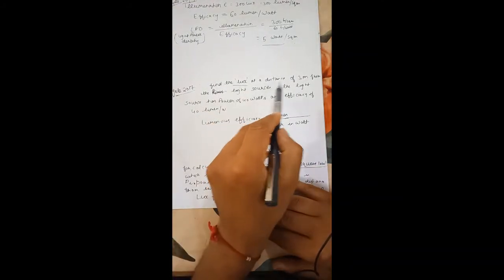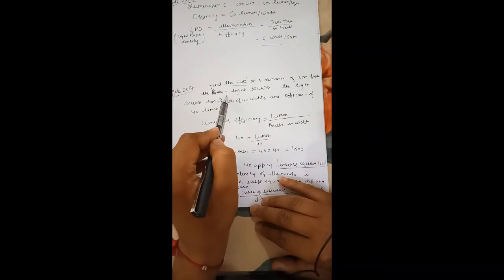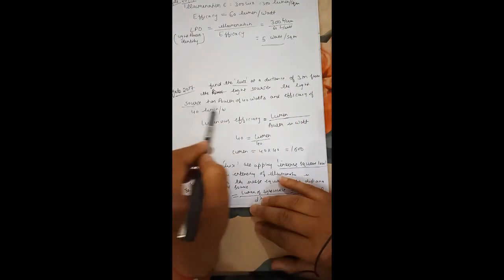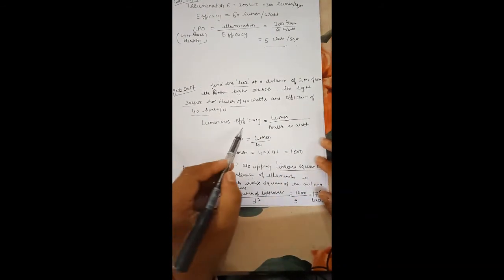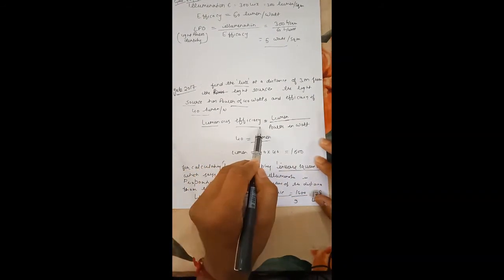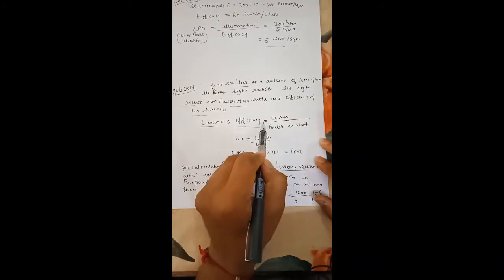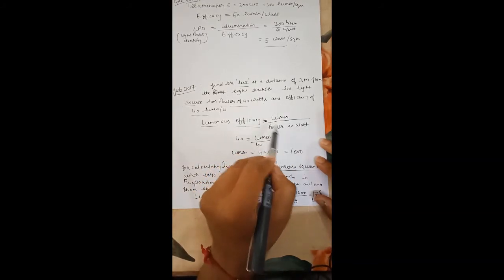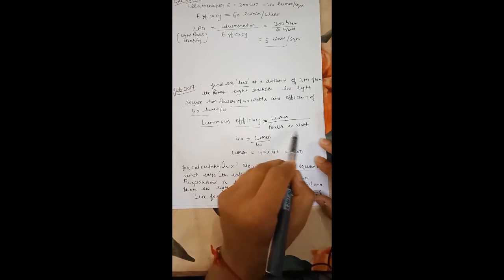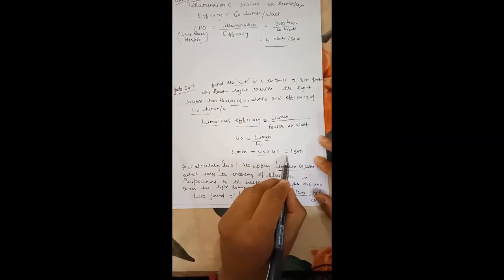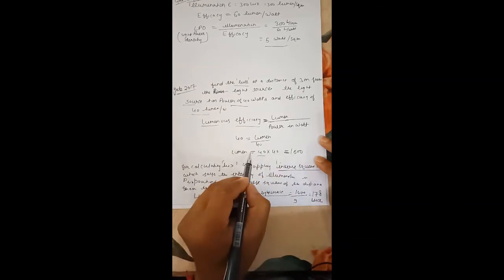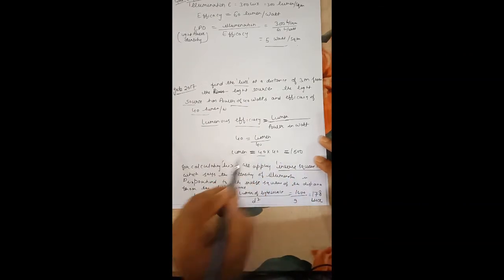Again, a question from GATE 2017. Find the lux at a distance of 3 meter from the light source. The light source has power of 40 watt and efficiency of 40 lumen per watt. So luminous efficiency, this time we have to calculate the lumen. Luminous efficiency is equal to lumen divided by power in watt. So lumen is equal to 40 into 40 is equal to 1600, your lumen has come here.